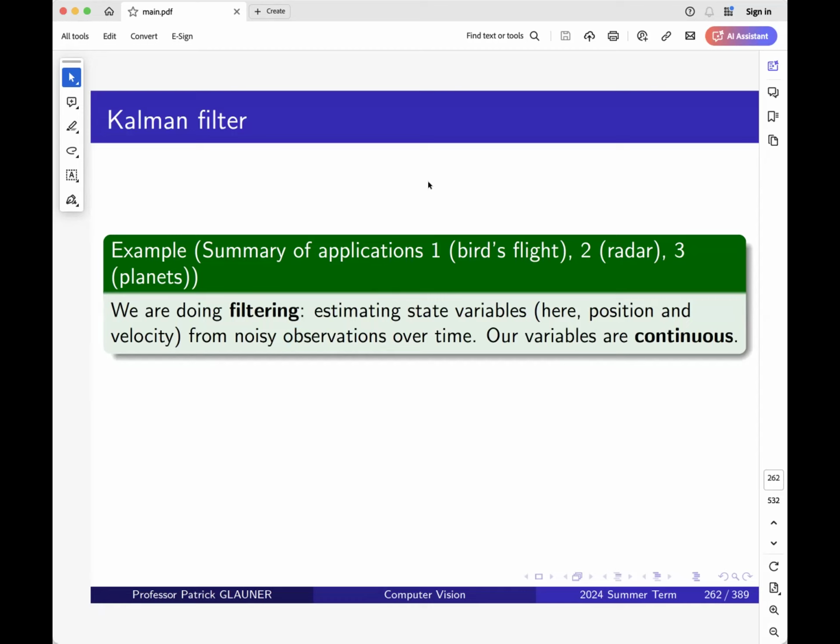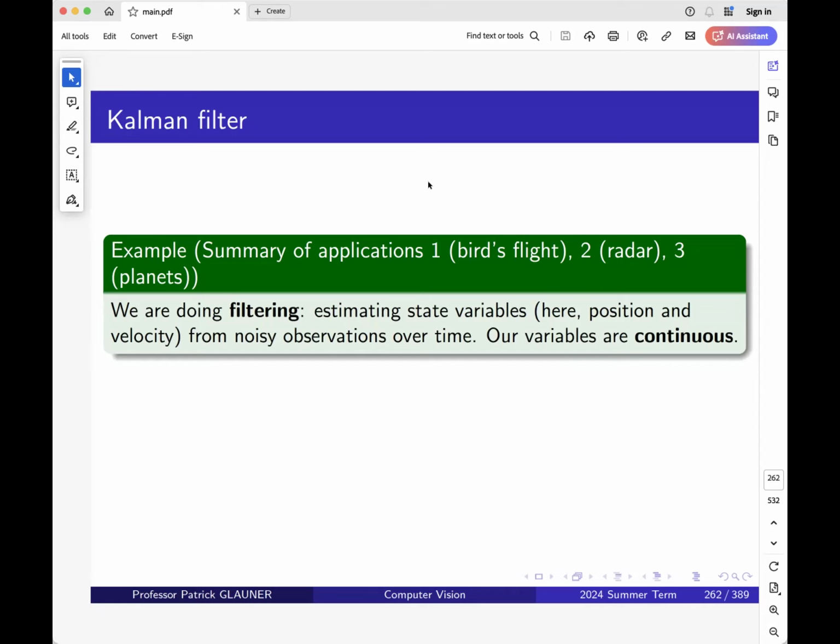But now, in our three examples of the bird's flight, the radar, and the planets, our variables are continuous. And continuous makes this different. And this is what the Kalman filter will address. The Kalman filter will address that we have noisy observations, we estimate a state, that estimation is also uncertain, and the variables are continuous.